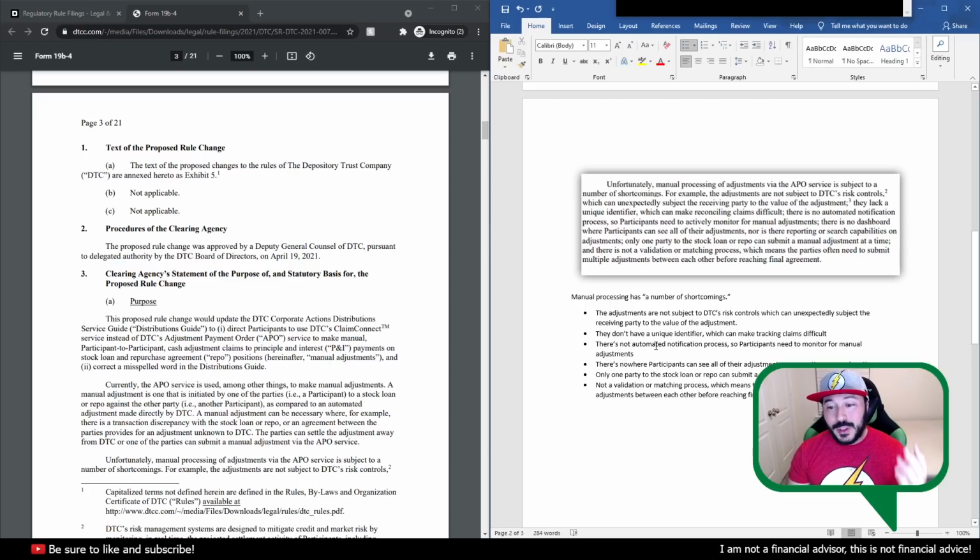Only one party to the stock loan or repo can submit a manual adjustment at a time. There's no validation or matching process, meaning the parties need to submit multiple adjustments between each other before reaching a final agreement. AKA, it's an absolute mess. It is Fred Flintstone, hammer and chisel, trying to go through this stuff. It must be a ridiculously old system that was never upgraded, because some of these are just absolutely unbelievable.